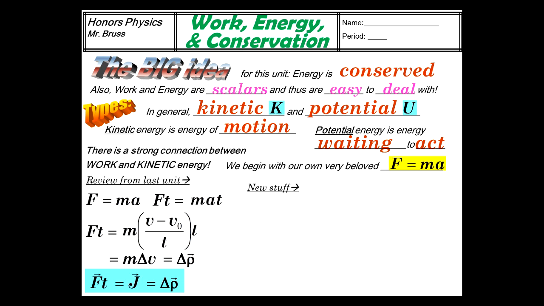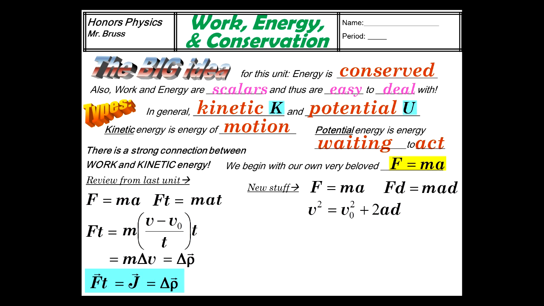So we've been down that road before, and it was a very scenic route, I might add. But the new stuff we want to think about is that, again, F equals ma, but this time, instead of multiplying it by t, I'm going to multiply it by d. And so Fd is equal to mad. Now, don't be upset.